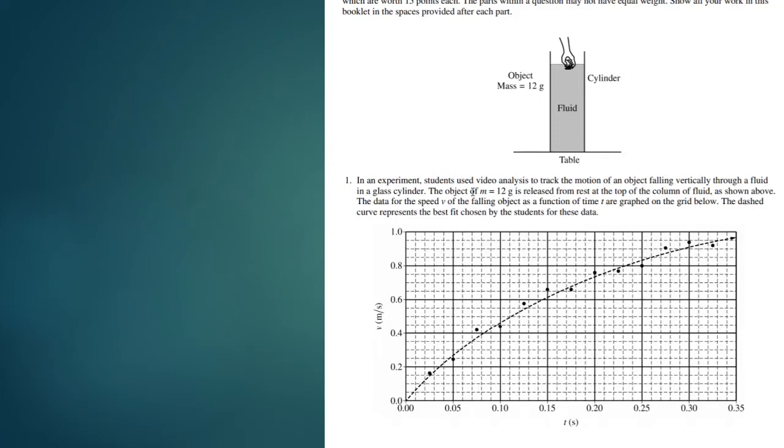So question number 1 says that in an experiment, students use video analysis to track the motion of an object falling vertically through a fluid. We have a mass of 12 grams, and it's released from the top of the fluid, and it's moving downwards. Now, we're given a VT, or a velocity time graph, and it shows a curve of best fit with all the different data points that were tested.